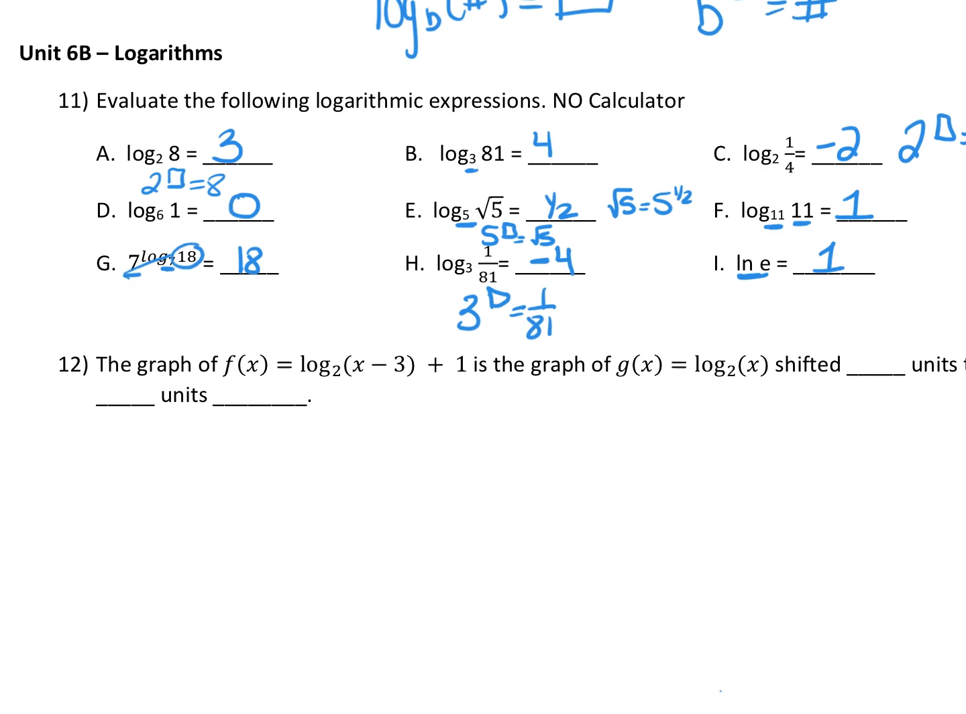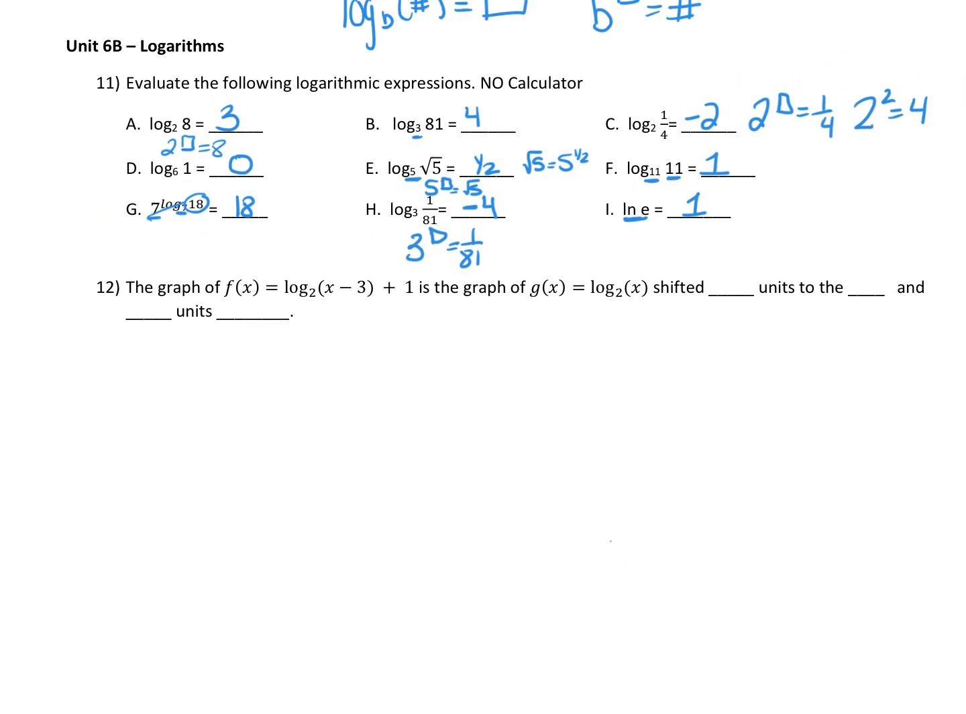So now we have this graph here, and it's asking what the transformation is. So this -3 on the inside means it's shifted right 3 units. Shifted 3 units to the right, and shifted 1 unit up.